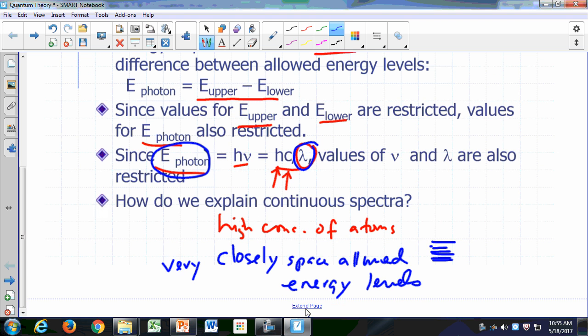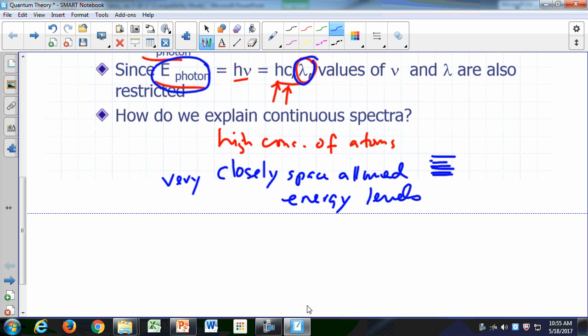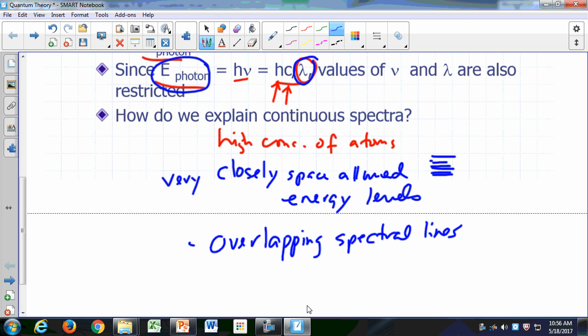And so there are a lot of allowed wavelengths. So in essence, what happens here is you have overlapping spectral lines. And so you can't tell one line from the next because there's so much overlap, and it looks like it's just a continuous band of colors coming from your sample.